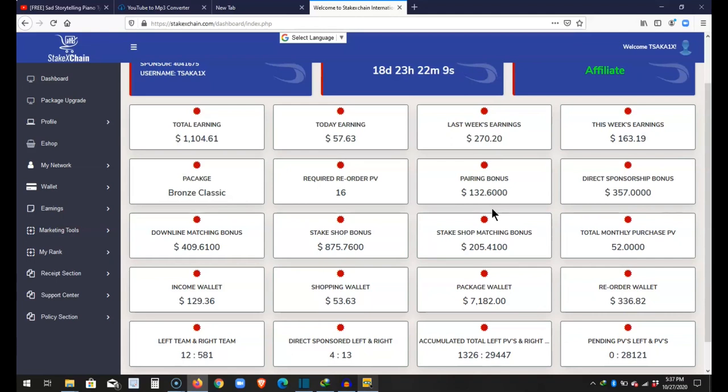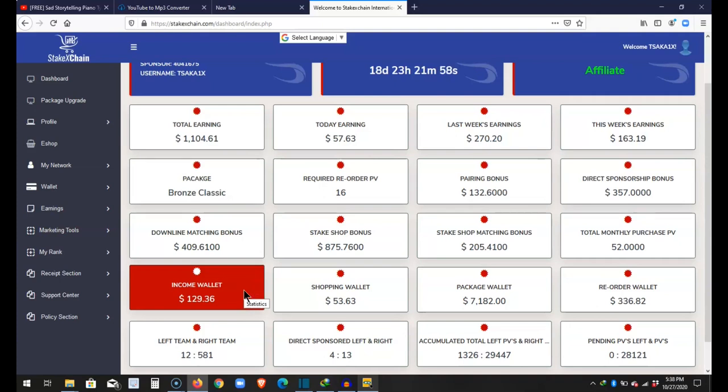Now we are moving on to 4 of the most important data values you would ever see on the dashboard. And the first one is the income wallet. Income wallet shows the total amount of income available to you for withdrawal. Okay, this is the only cash you can withdraw. Please note that very carefully. This is the only data that shows you the cash available for you to withdraw.